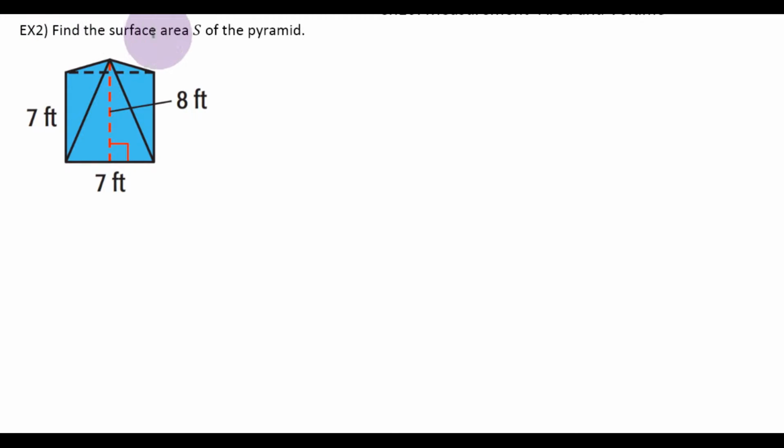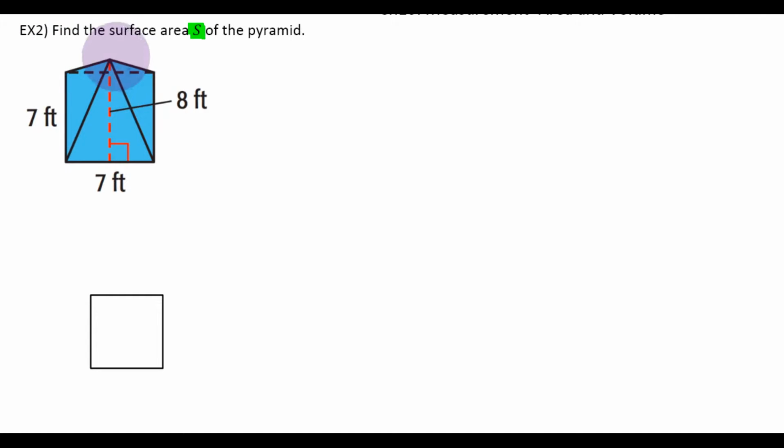Alright guys, in this next example we're asked to find the surface area S of the pyramid. So S stands for surface area, and the pyramid we're dealing with below happens to be a square pyramid. So the first thing I want to do is get a square pulled up on screen. And from there, what I'm going to do is pretend that I've unfolded this shape so that I can draw a net.